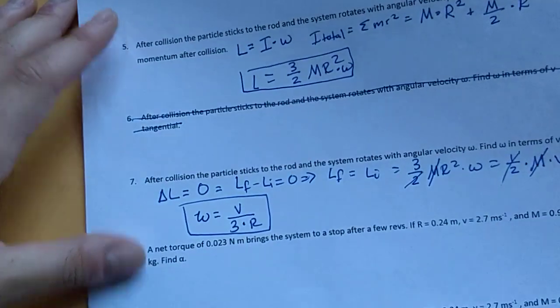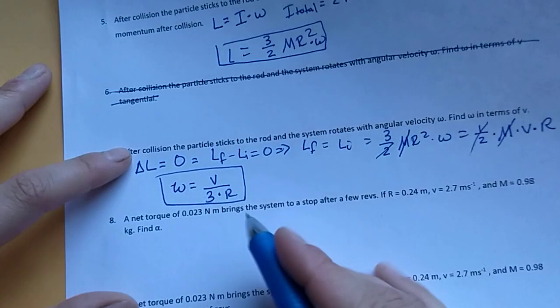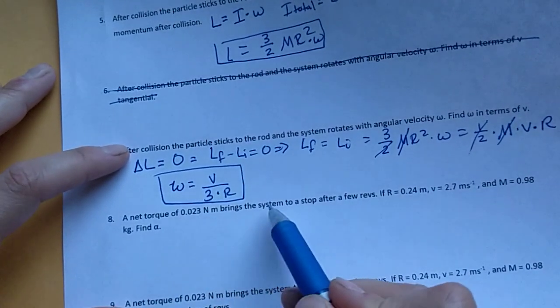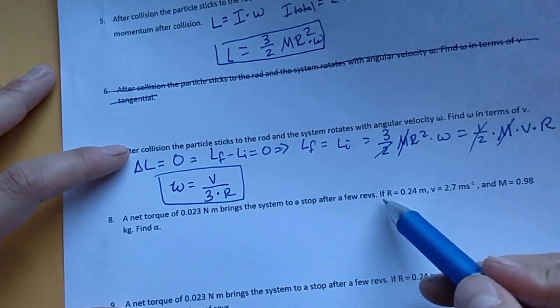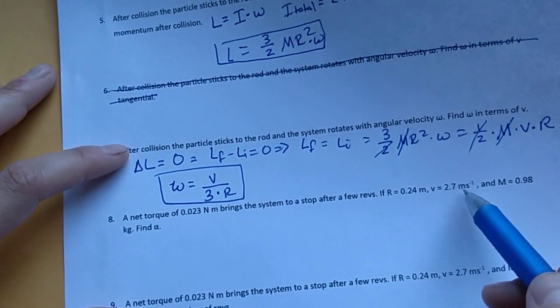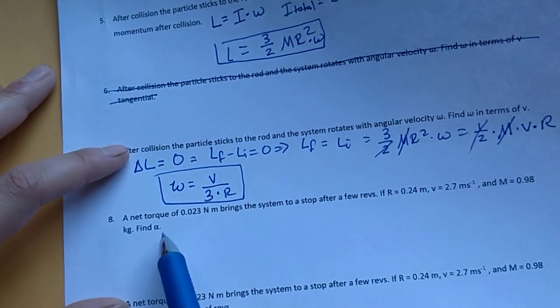So that's how I rewrote omega in terms of v. Okay, a net torque of 0.023 Newton meters brings the system to a stop after a few revs. If R equals 0.24 meters, v equals 2.7 meters per second, and M equals 0.98 kilograms, find alpha.